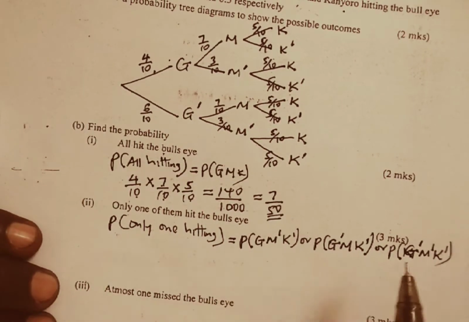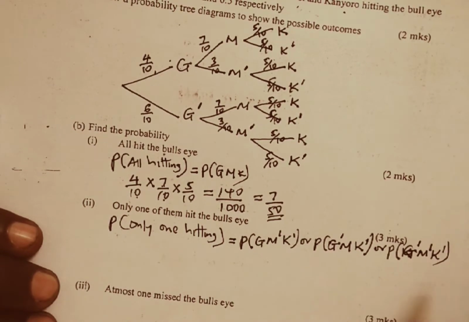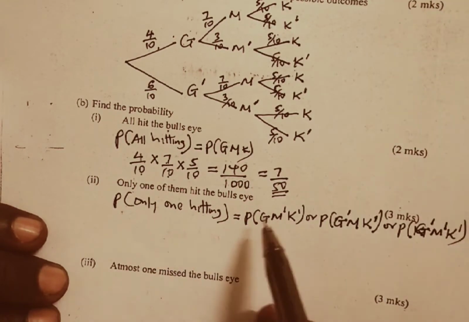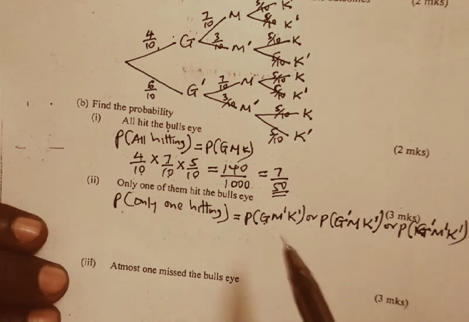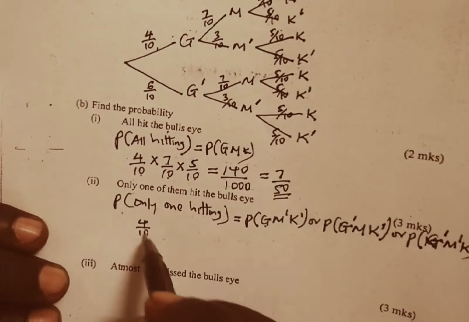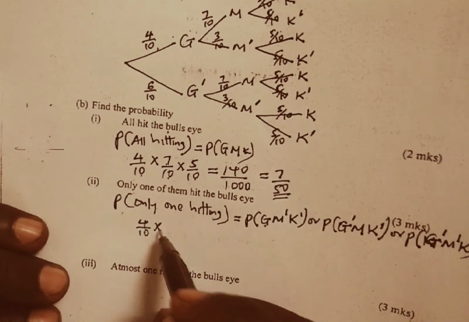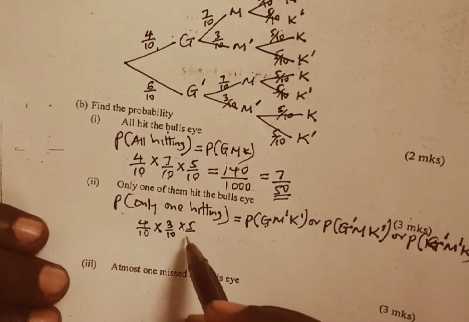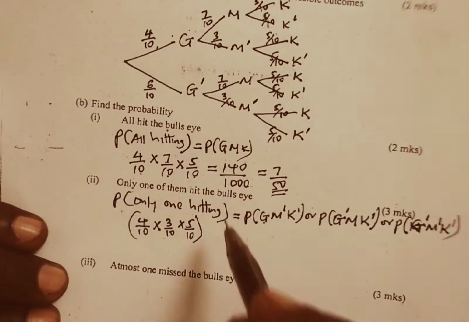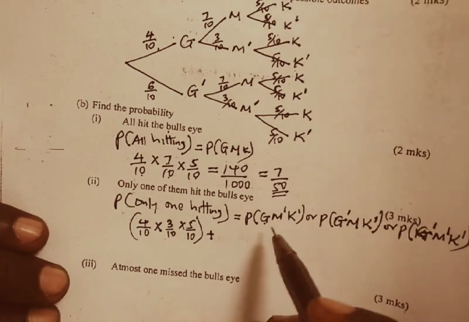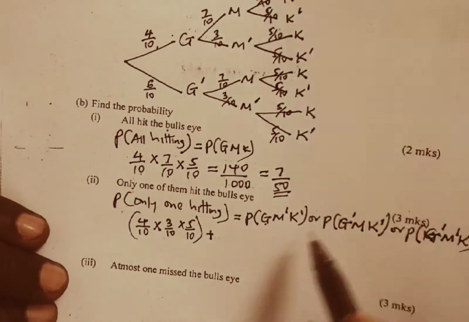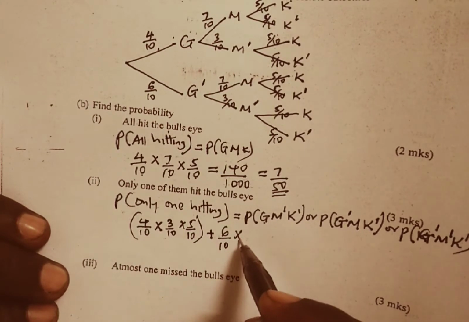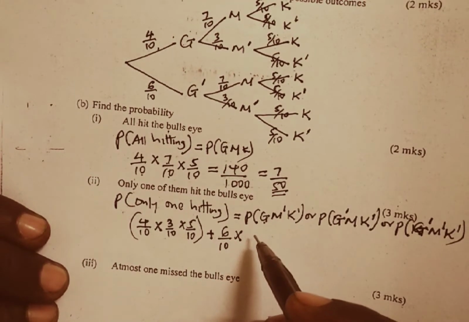That is, if one hits, the other two will miss, or if the other one hits, the other two will miss in that particular order. So, proceeding with our working, Gitongo hitting is going to be 4 out of 10. We multiply by the other two missing, which is 3 over 10 for Mwai, times 5 over 10 for Kanyoro, plus, or means addition. If it's Mwai hitting, Gitongo will miss, which is 6 out of 10. We multiply by the other two.